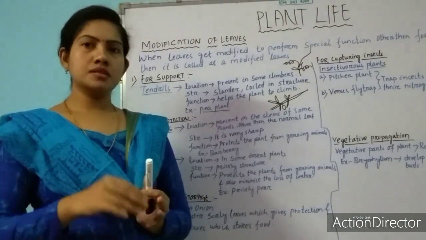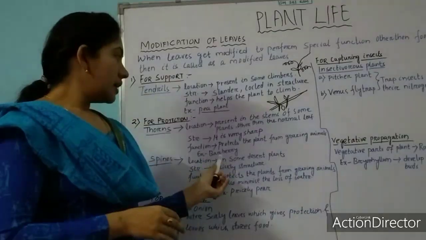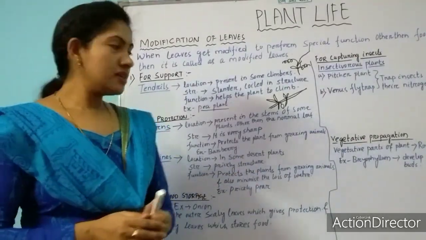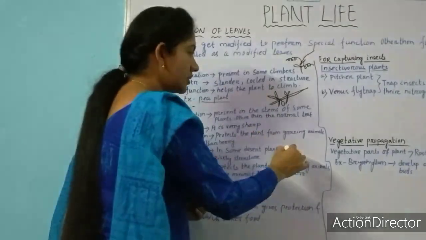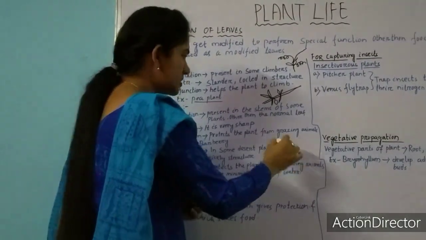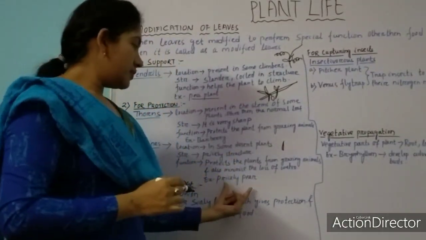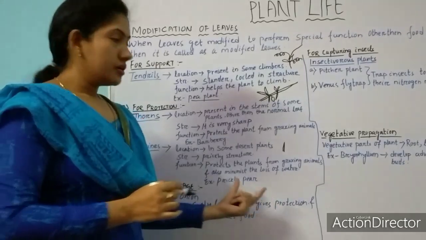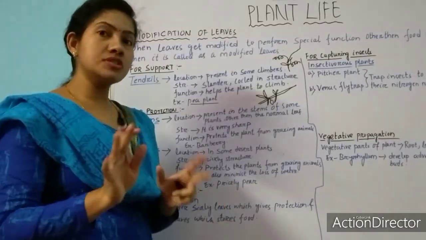It is very simple to find. Spines are located in some desert plants, a prickly-like structure just like a thorn. If you take the example of the prickly pear, a plant you might have seen, we can also call it the opuntia plant.